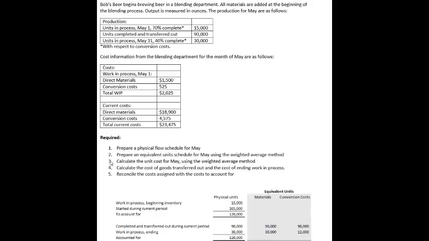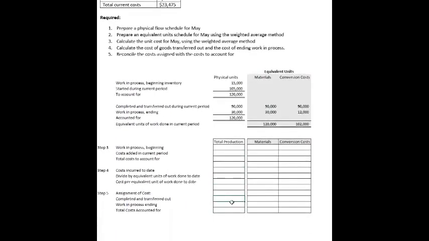This video will walk you through the remaining three requirements, starting with calculating the unit cost using the weighted average method for the month of May. So, to be consistent with what we did in class, I've got the three remaining steps in process costing outlined. And we'll just start filling this in, and hopefully you'll see where some of the costs come from and the logic as to why as we work through it.